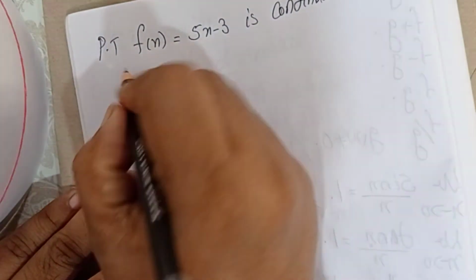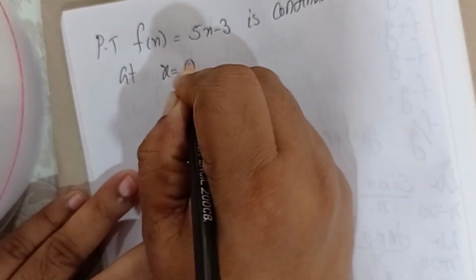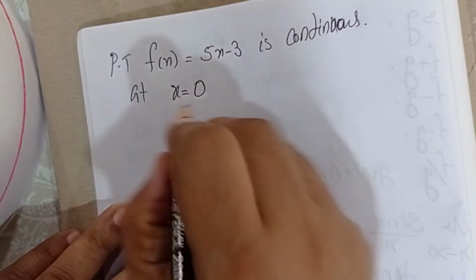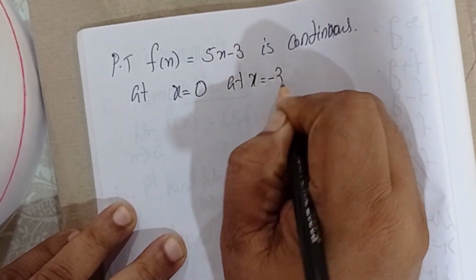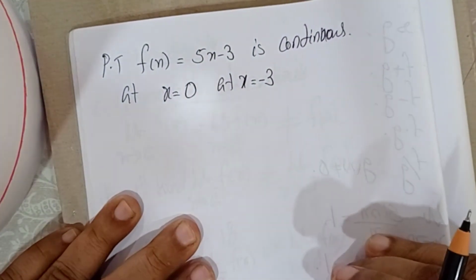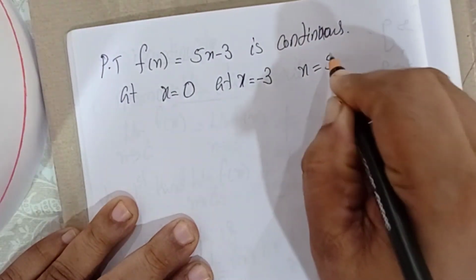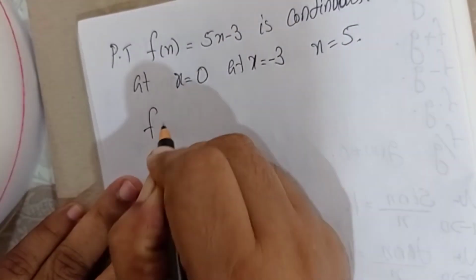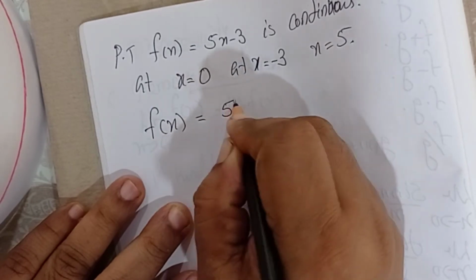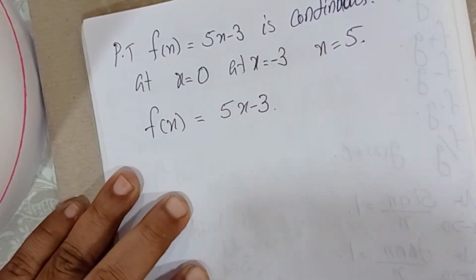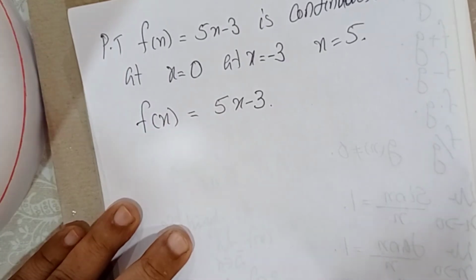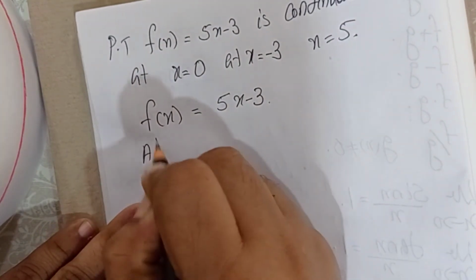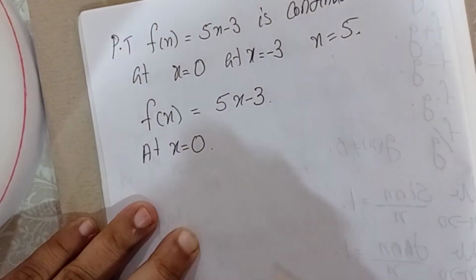Continuous at x equal to 0. First question. Second, at x equal to minus 3. Then the third one, x equal to 5. First, all of you copy the question. What is f(x) given? f(x) equal to 5x minus 3. Our aim is to show that this function is continuous at x equal to 0.